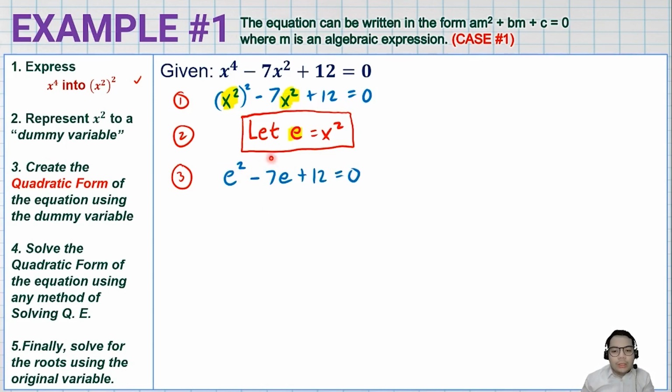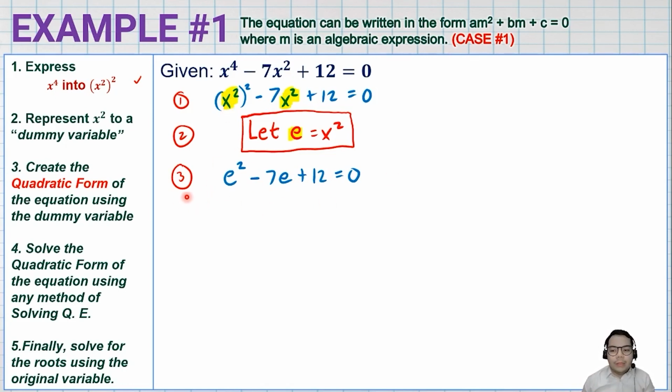So, as you can see, this looks like a quadratic equation already. That's why in this first case, sinabi dito na it is in the form of am squared plus bm plus c is equal to 0 where m is an algebraic expression. Ito yung nagiging m natin, si e. Technically ang value niya ay just e, pero sa loob ng e na to, equivalent niya ay x squared. Yun yung tinatawag nating algebraic expression. So mamaya malalaman natin kung paano isosolve yung x squared gamit tong equation na to.